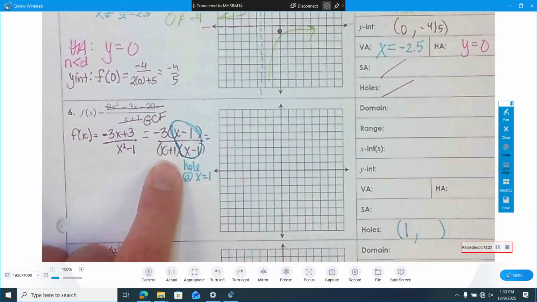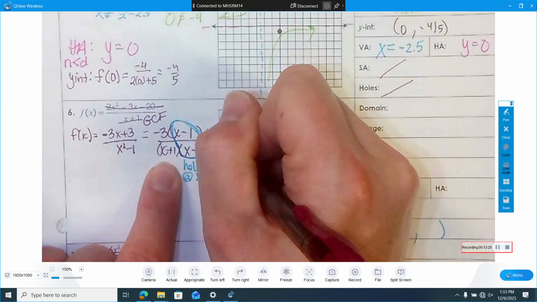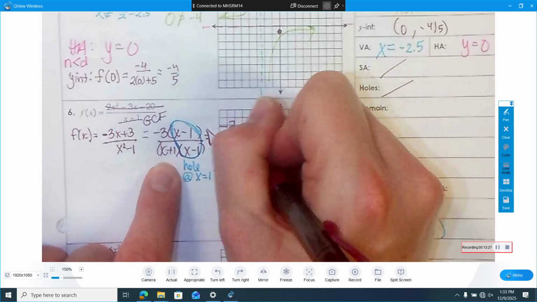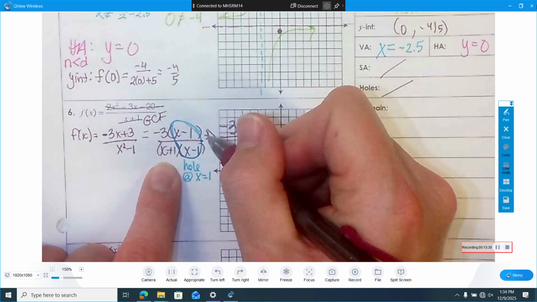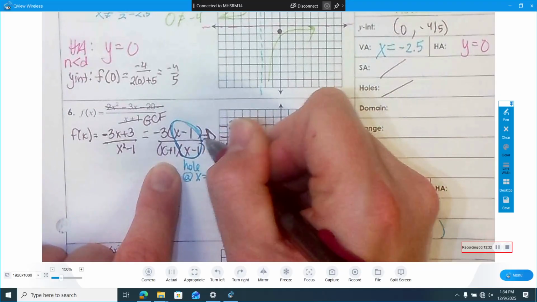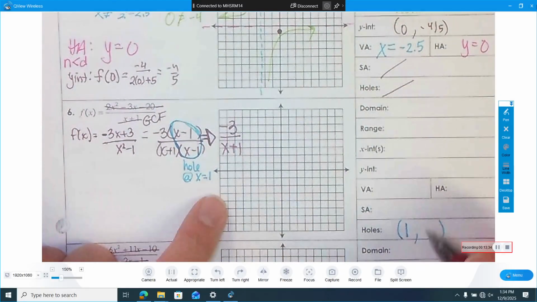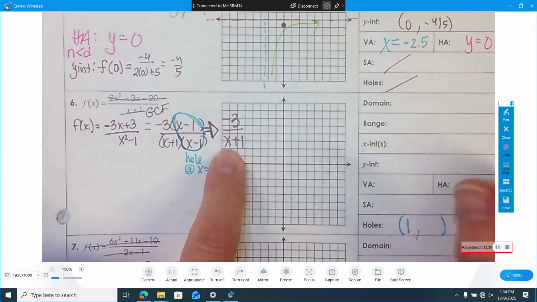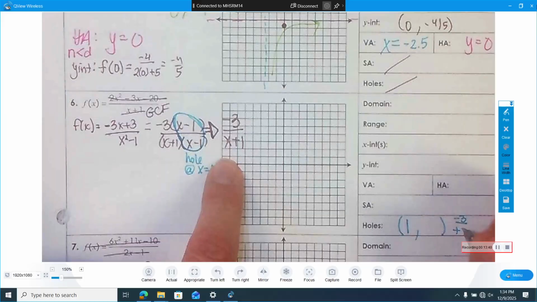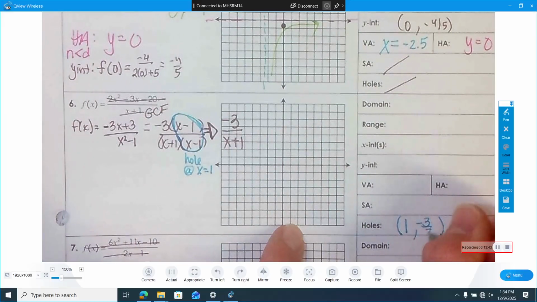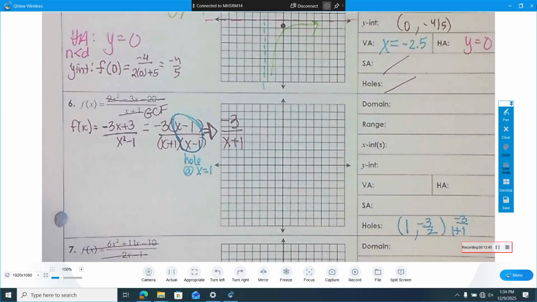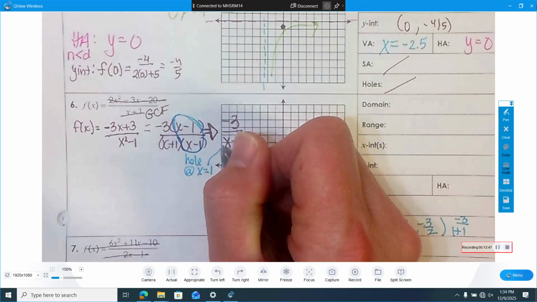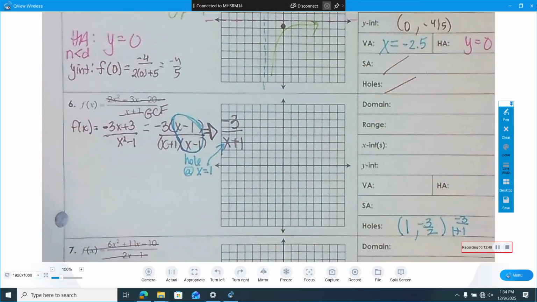So does this simplify? The 3 over x plus 1. Yeah, negative 3 over x plus 1. You'll notice I didn't write an equal sign. I'm doing an arrow. Negative 3 divided by 2. So if we plug in that 1 in place of the x, we'd have negative 3 over 1 plus 1, so negative 3 over 2. You're going to plug in where the hole occurs, and you plug it right into that simplified function. All right, so that's the hole.